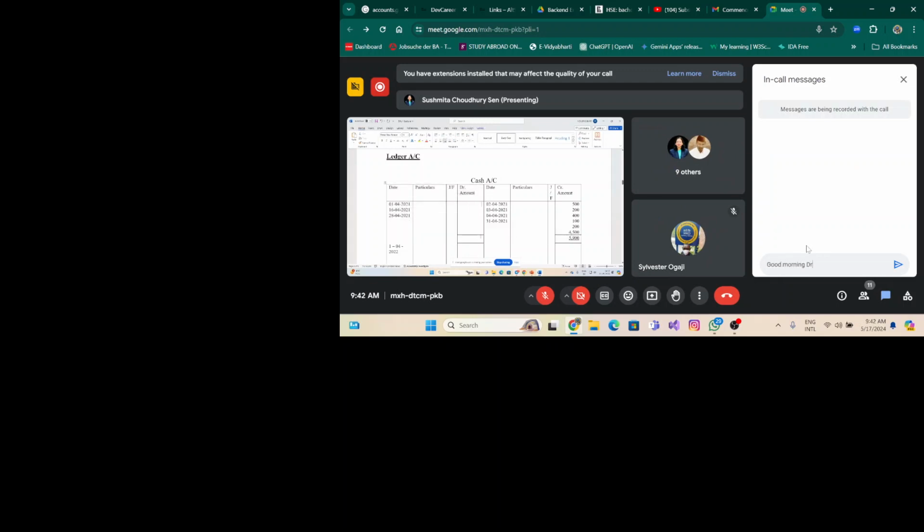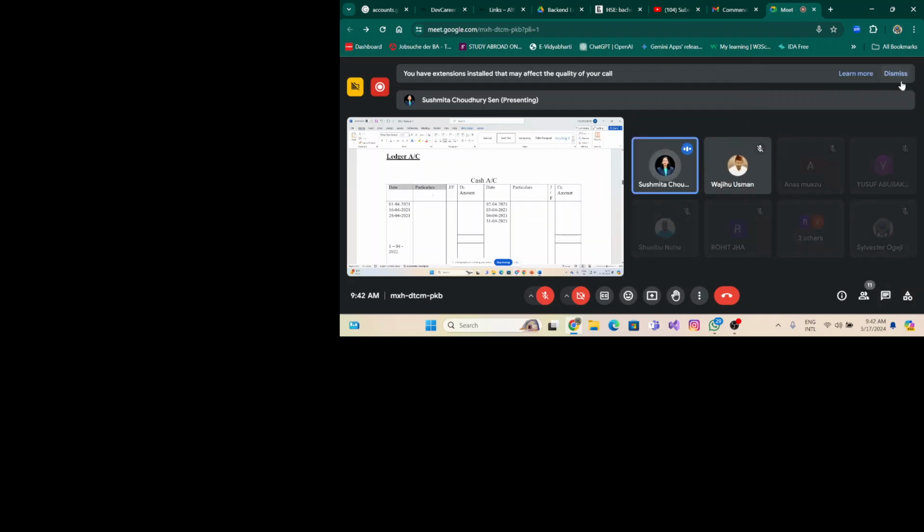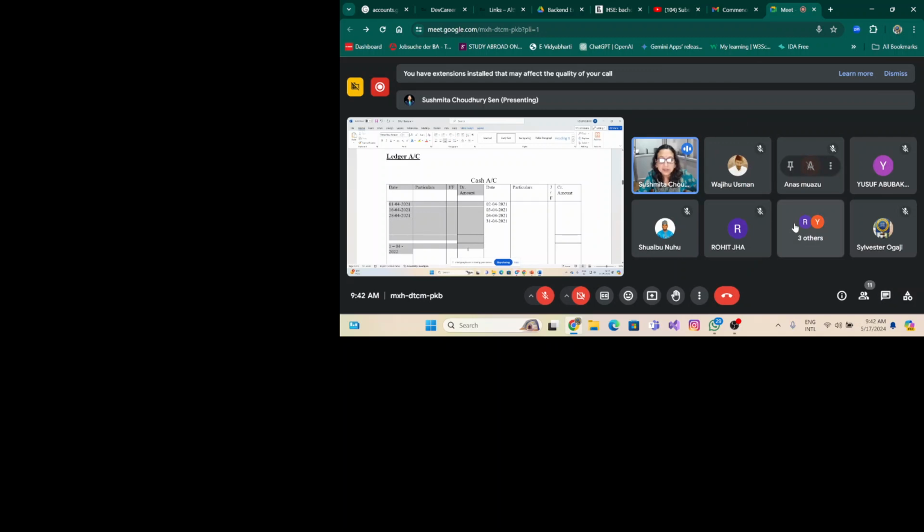Let me remove a few things. So the left-hand section, which is right now highlighted, is the debit section, which comprises 4 columns. And then you can see another 4 columns, which is the credit section. And again, the matching concept will be here. At the end of the day, you need to match the total of the debit and credit side.